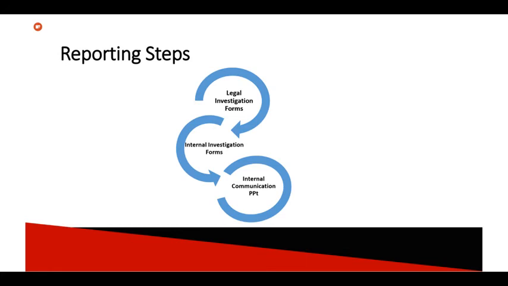There are 3 documentation reporting steps that OSHA utilizes. The first is a legal investigation form. It is a fact-based only investigation form meant to be filled out manually, and that form is submitted to our legal department. There is an internal investigation form, which is currently in an Excel spreadsheet form that includes the event tree from the previous slides.